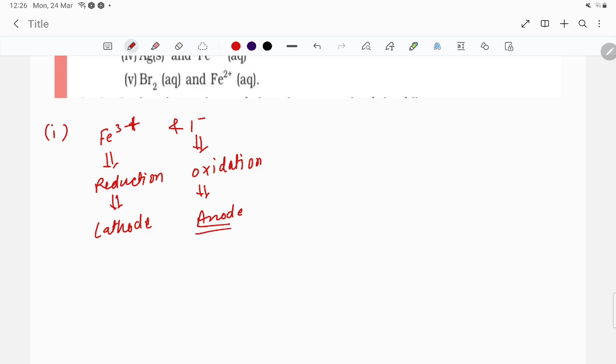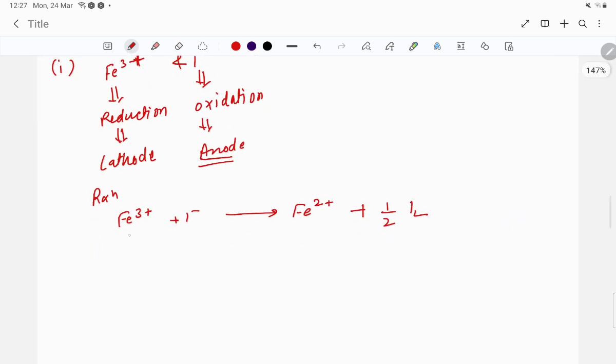Now how can you frame the equation, student? The possible reaction, if you are writing it, can be Fe3+ plus I-, which gives Fe2+ plus 1/2 I2, student. This is the equation. Here you can see this is the reduction, and here the charge is zero, which is why it is going to be oxidation.